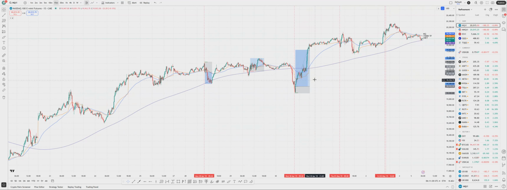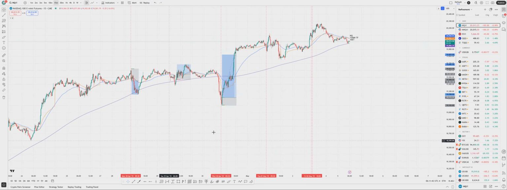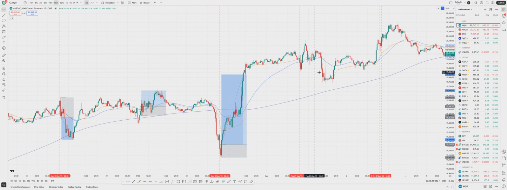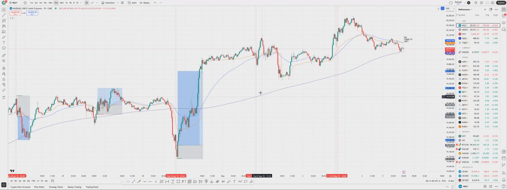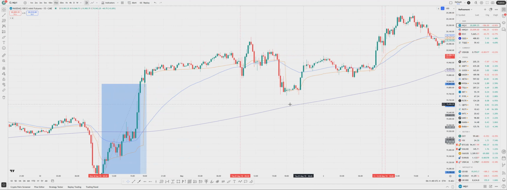So yeah, let's say this trade was a loser. That is 2 out of 3. But if you played the reversal here, you would have caught a very nice 600 point move. Okay, cool. Let's go over Thursday.